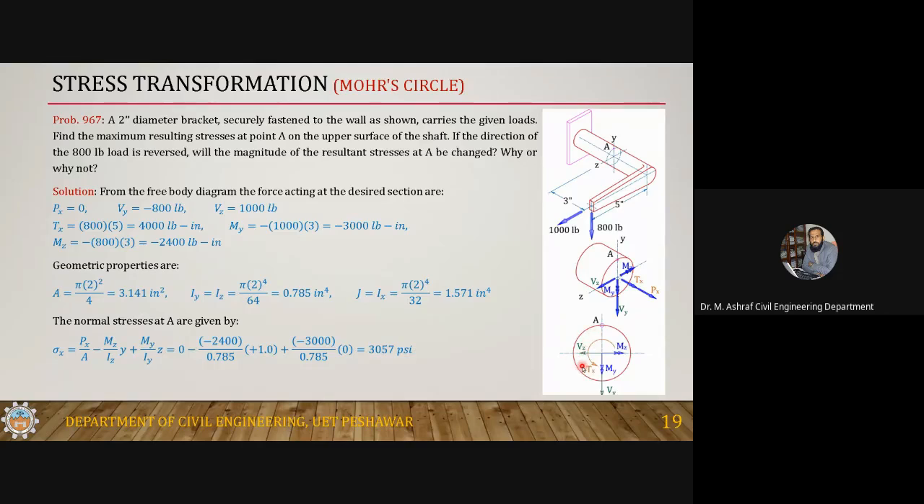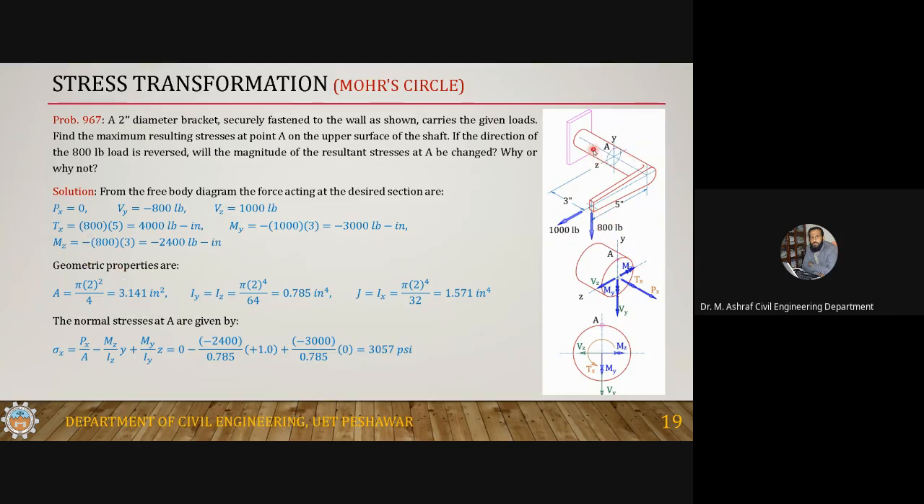If you press the fingers of your right hand on the compression face, your thumb will be in the direction of the moment vector, and this is the moment vector. Since this is in the negative y direction, I'm writing it as a negative number. So My is minus 3000 pound-inch.